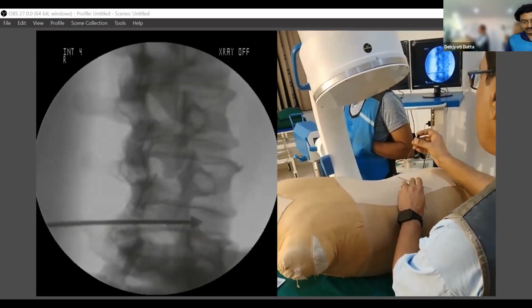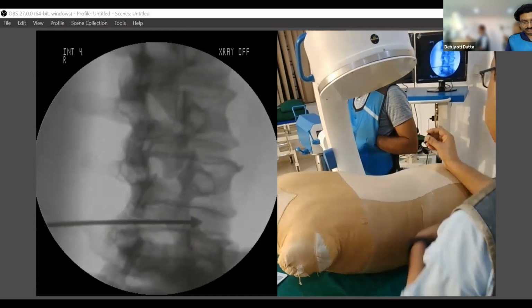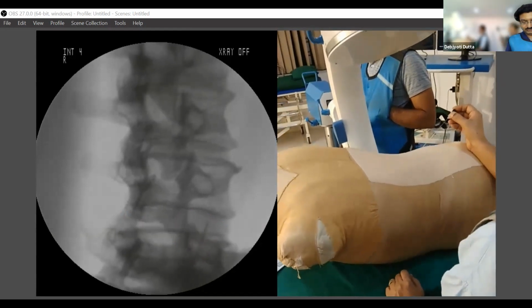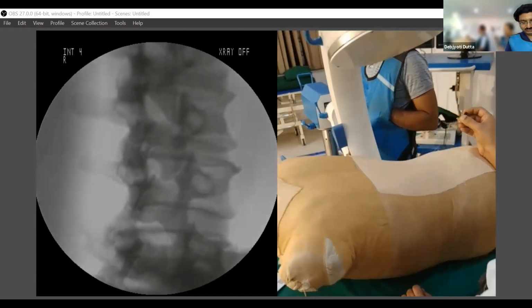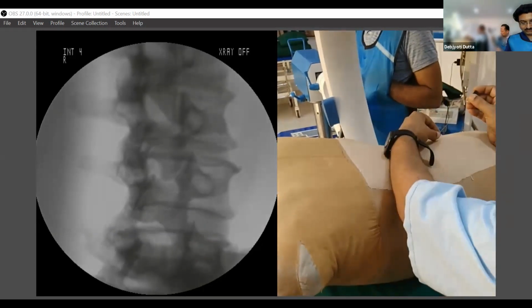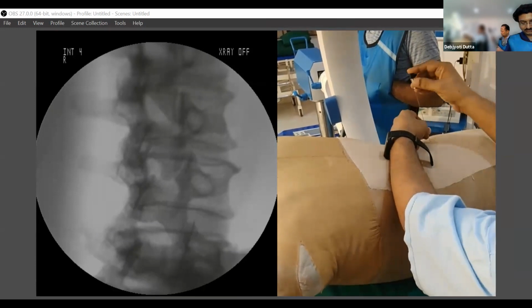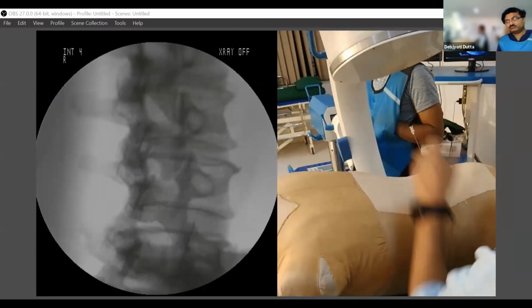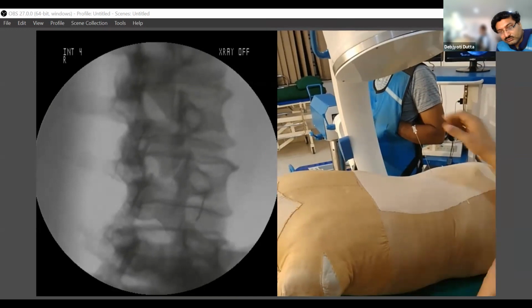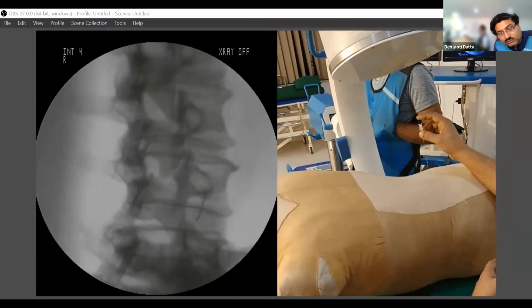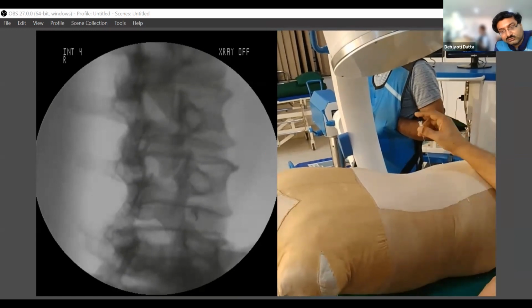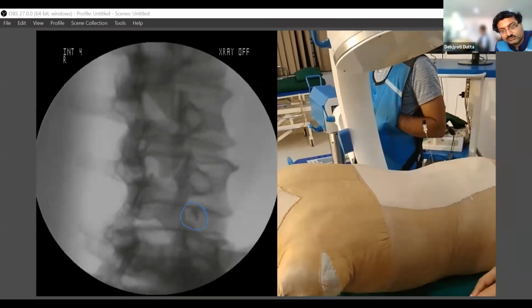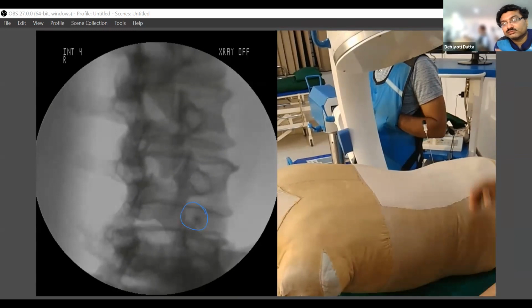So my needle entry point is here. I'm checking it again before starting. Picture. So that is my needle entry point. Picture again. I can come little more. Yes. So this is my needle entry point, and I'll be making in tunnel vision. I'll be going. Picture. So almost tunnel vision. Picture. Okay, very good tunnel vision.